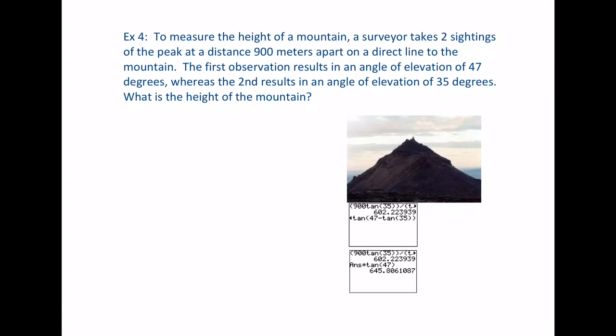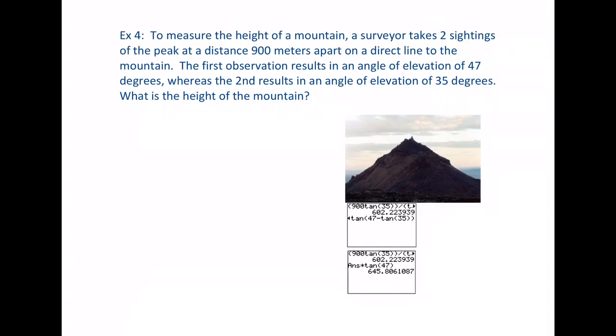Alright, and the last example here is going to be a little bit more challenging, a little bit more going on in this one. So let's take a look. To measure the height of a mountain, a surveyor takes two sightings of the peak at a distance 900 meters apart on a direct line to the mountain. The first observation results in an angle of elevation of 47 degrees, whereas the second results in an angle of elevation of 35 degrees. What is the height of the mountain?